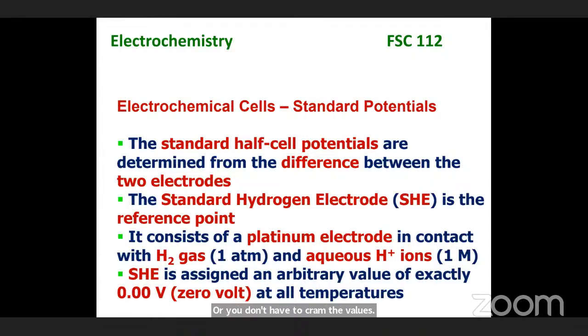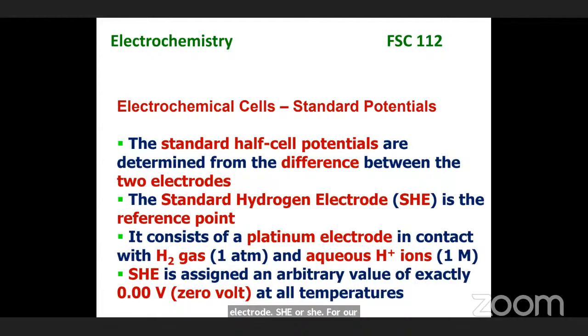Okay? So the standard hydrogen electrode consists of a platinum electrode in contact with hydrogen gas. The hydrogen gas will be at 1 atmospheric pressure with aqueous hydrogen ions in a solution of 1 molarity. So where you have a cell that has a platinum electrode immersed in hydrogen gas, and that hydrogen gas is at 1 atmospheric pressure with 1 molar H+ ion solution. That is what you would describe as a standard hydrogen electrode, SHE for acronym.